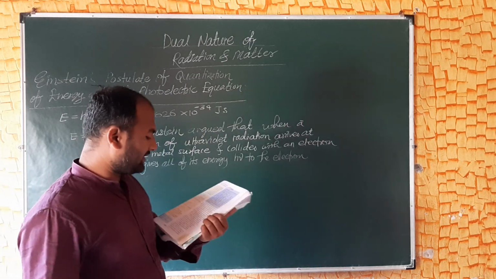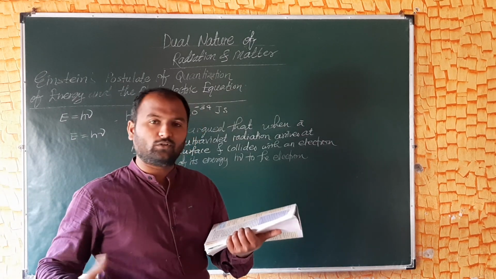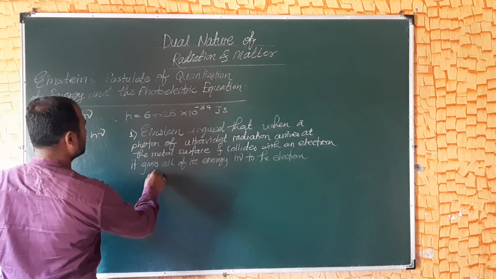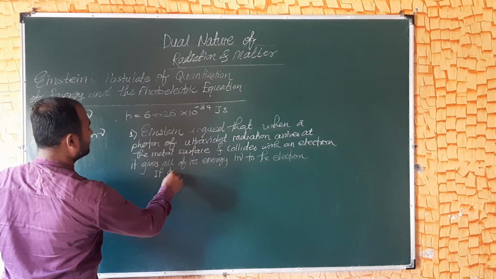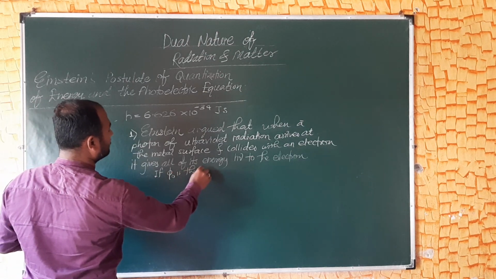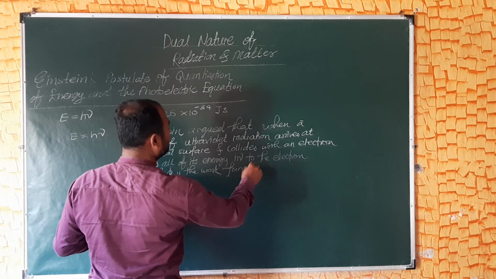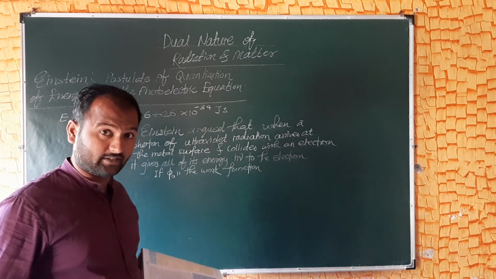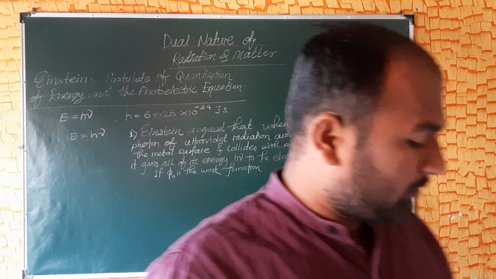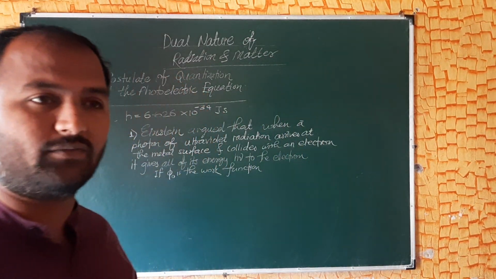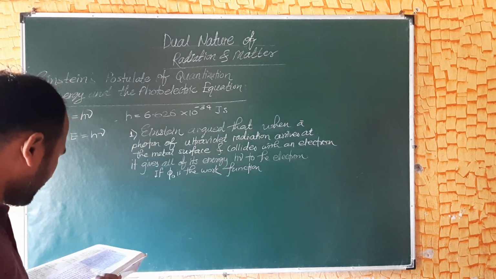So the energy is gained by the electron and the photon no longer exists. So if phi naught is the work function, suppose phi naught is the work function of the material of the emitter plate, that is, the work function of the emitter plate is phi naught.